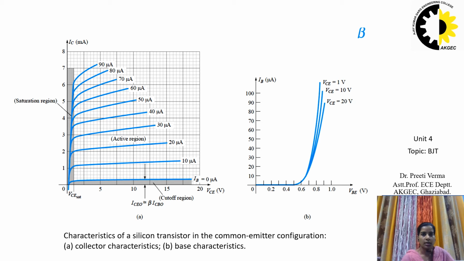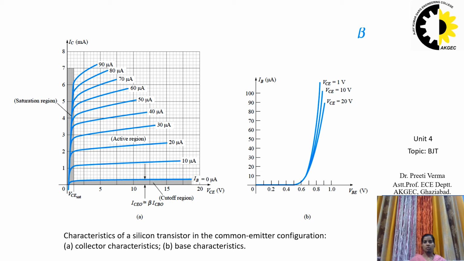Now coming to the characteristics of the silicon transistor in common emitter configuration. Figure A is showing the collector characteristics and figure B is showing the base characteristics of the common emitter configuration. The magnitude of base current IB is in microamperes compared to the milliamperes of the collector current IC.